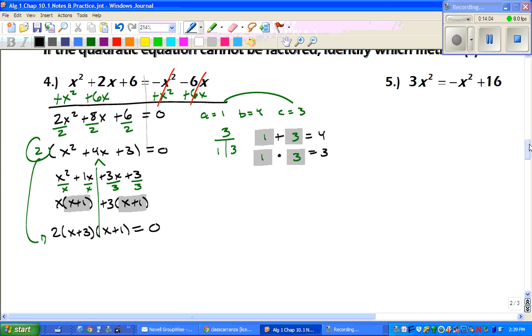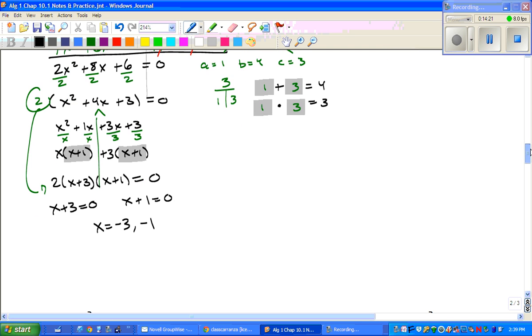And now we want to know what the intercepts are. So we're going to solve it by setting each one of these that has an x equal to 0. And when we do that, we get x equals negative 3 and negative 1. And when we write those as intercepts, we get negative 3, 0 and negative 1, 0. Okay?